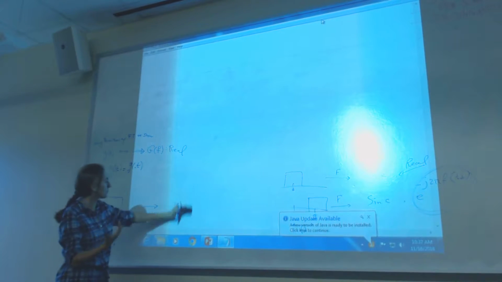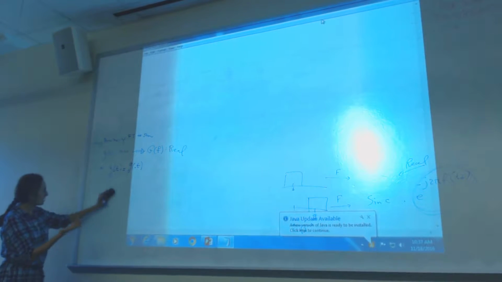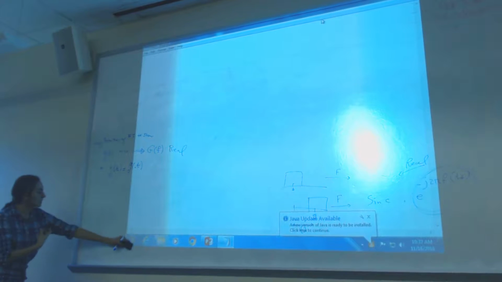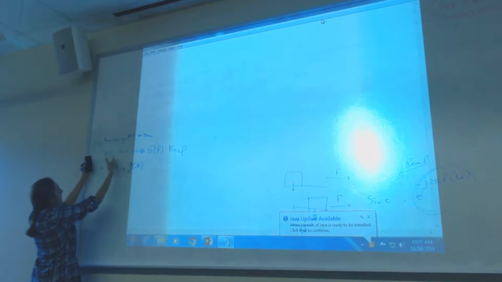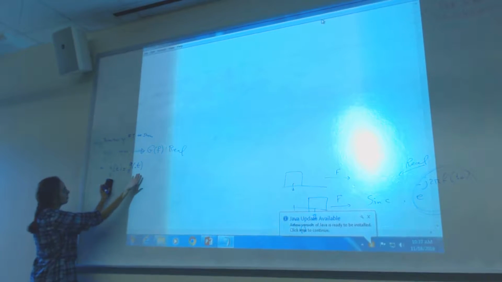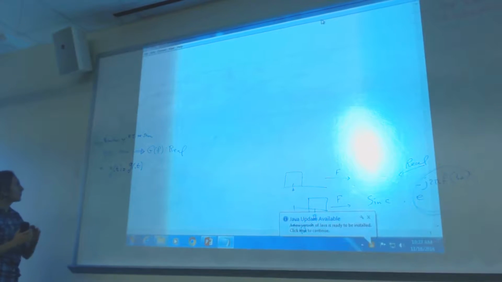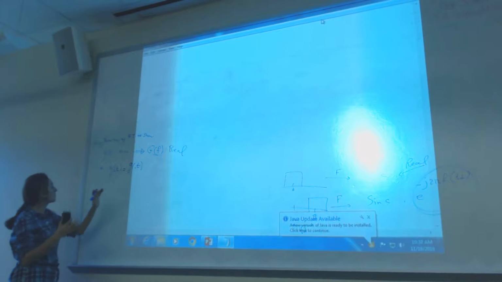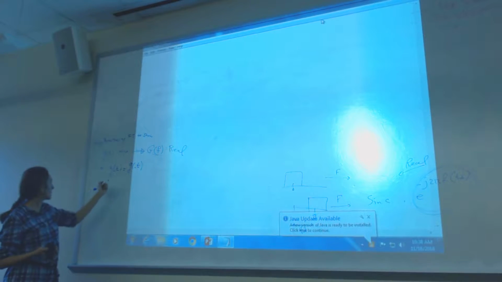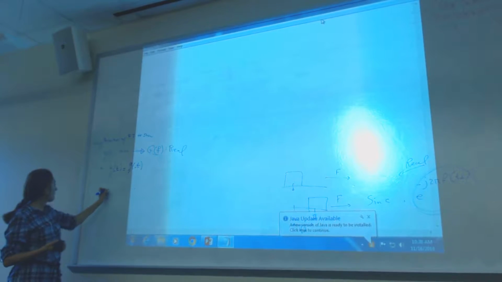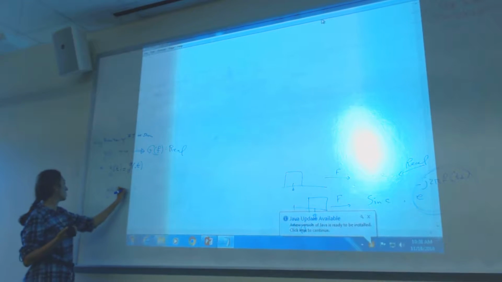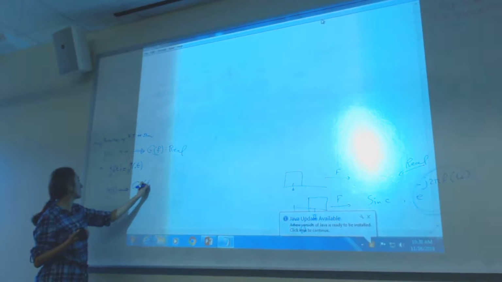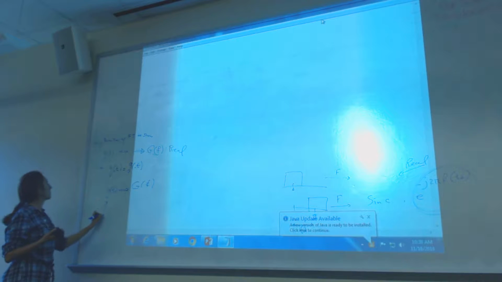So always when you have to prove something, start with your assumption and see what you can get out of your assumption. Okay, g of t is even. It means g of t is equal to g of negative t. And then you want to prove something in the Fourier domain. So somehow I have to relate this to the Fourier transform. So let's take a Fourier transform. What's the Fourier transform of g of t? Let's say it is capital G of f.